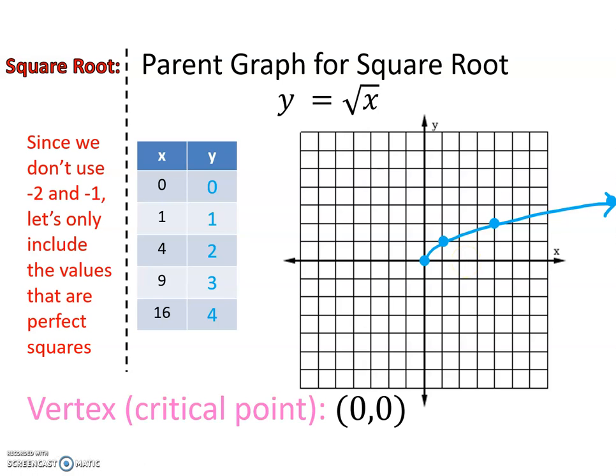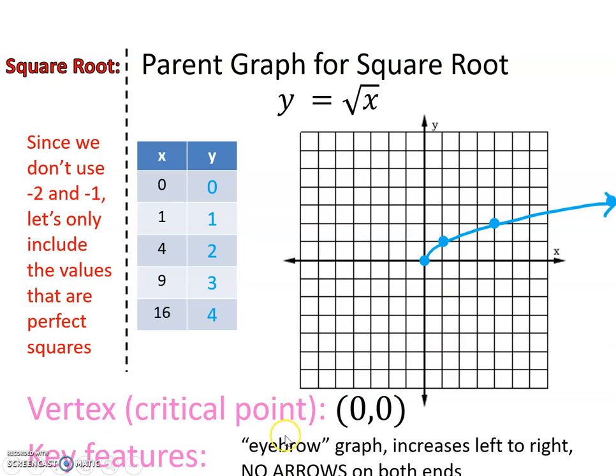Vertex, the critical point, 0, 0. Once again, that's what we call our critical point. The key features: it's kind of like an eyebrow graph, if you will. It increases from left to right. So as x is increasing, y will continue to increase. You do not have arrows on both ends. You only have an arrow on this way. It's going to continue to the right infinitely, right? But we have a restricted domain here, right? It can only go to 0, right? Once we get past 0, we get into negative territory, which we talked about was undefined.